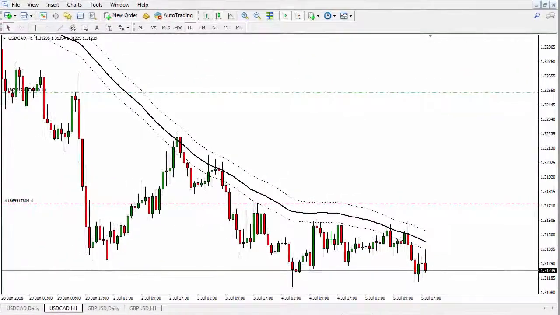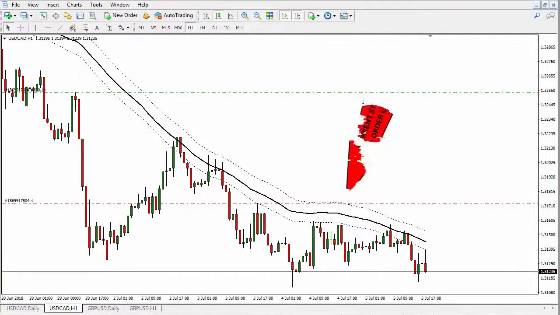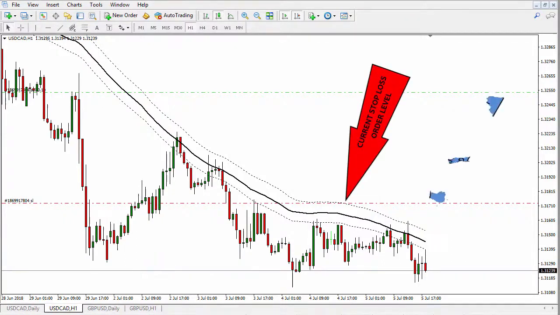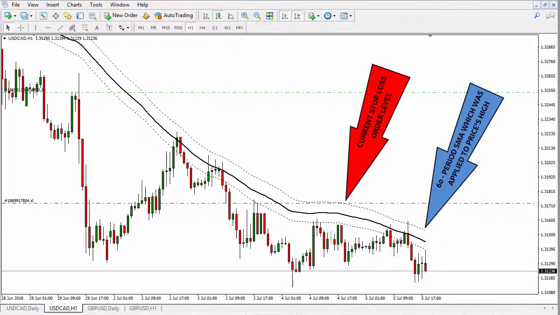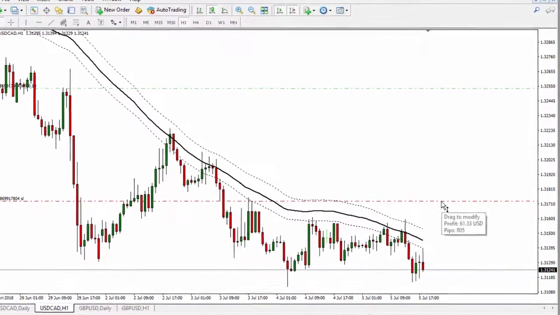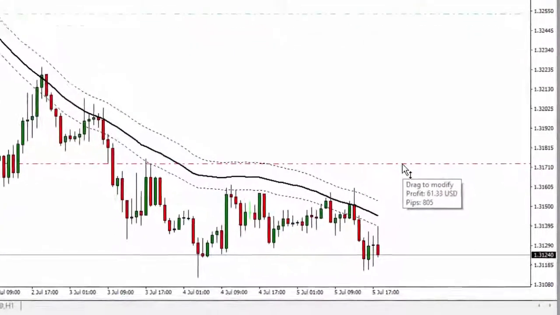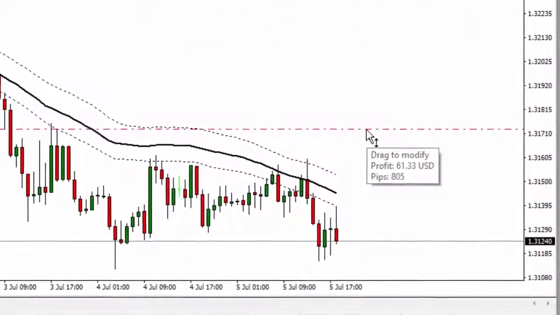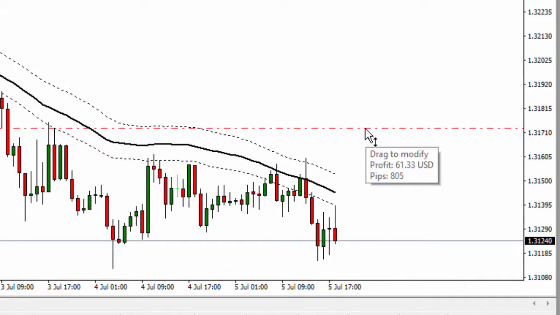But as you can see on the screen, this short trading position's current stop loss order is actually lagging behind the 60 period simple moving average, which was applied to price's high on this currency pair's 1 hour time frame. Therefore, I'm going to move it from its current location to the new price level where the 60 period SMA, which was applied to price's high, is currently located, so as to lock in some more profits from this trading position. At the moment, I've been able to lock in a guaranteed profit of about 80.5 pips on the remaining 10 mini lots, which I'm still holding on to on the USD CAD.